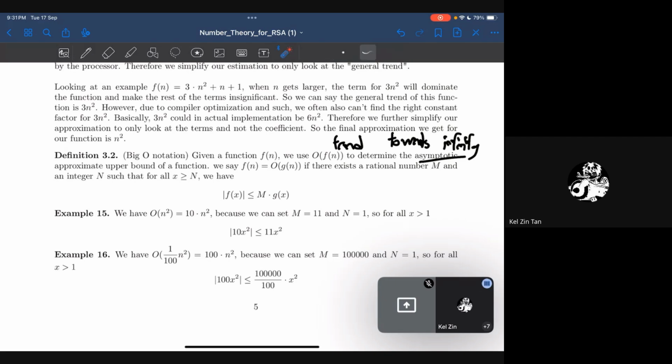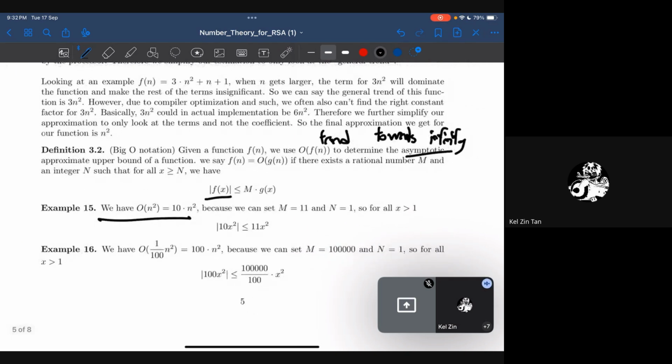Then we say that f(n) equals O(g(n)) if there exist numbers m and n such that for all x larger than n, we have this thing. This seems very complicated, but it basically says that if this thing holds, I can write f(n) equals O(g(n)). It's not very easy to understand through the definitions, but let's look at an example. Firstly, we have 4n squared equals O(10n squared).